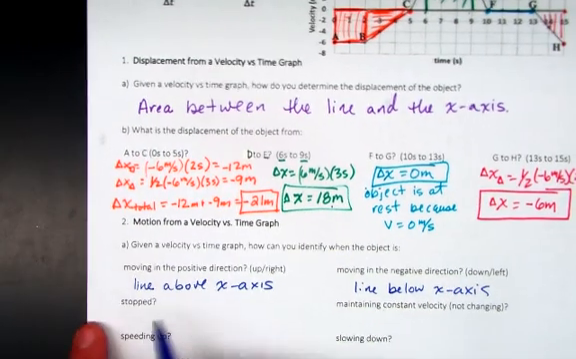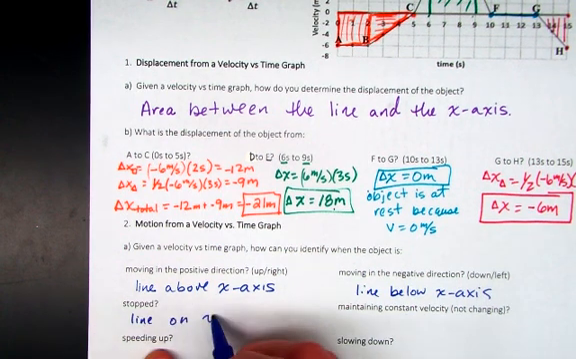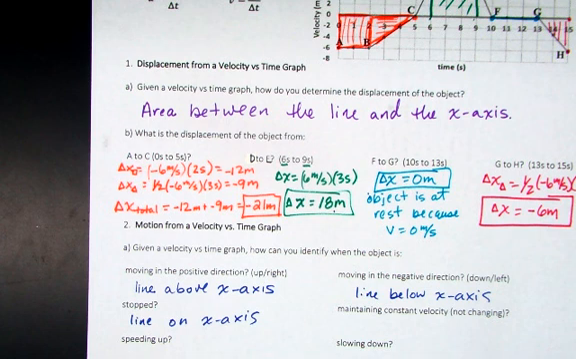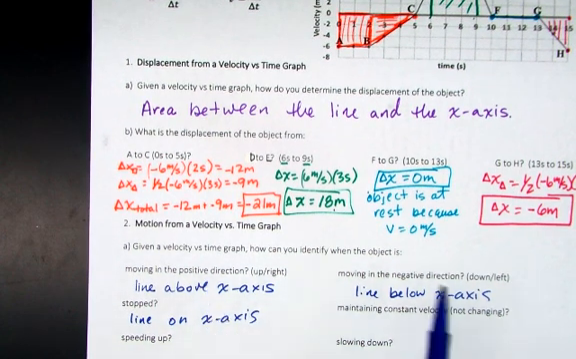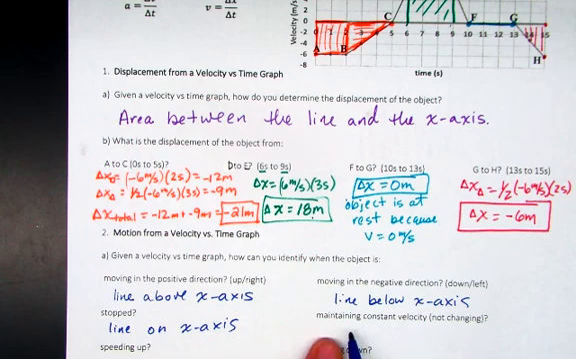For stopped, the line is on the x-axis. So just the location of the line tells you the direction that it's moving, or if it's not moving at all. So next we need to take a look at, well, when are we maintaining constant velocity?